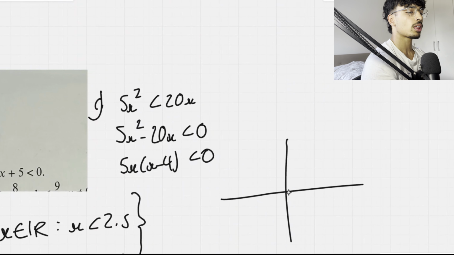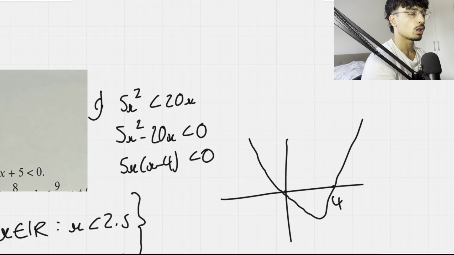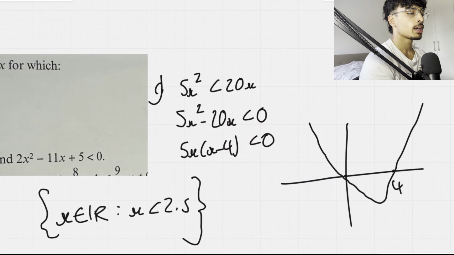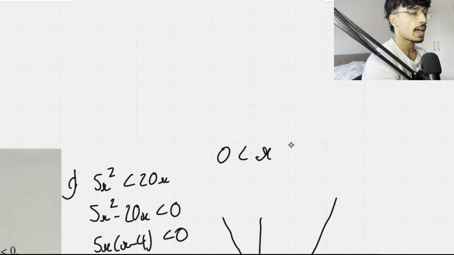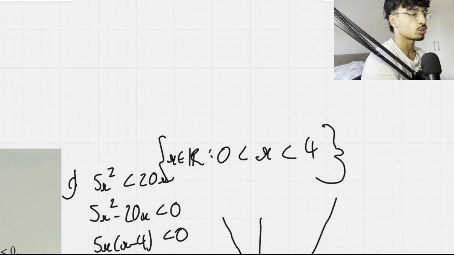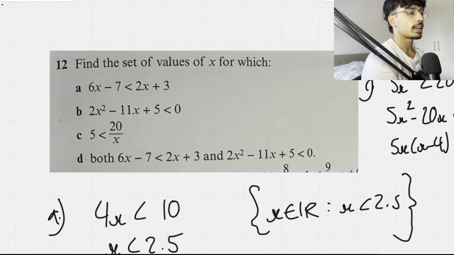Okay, now if we draw that out, essentially one of the roots is going to be equal to 0 and one of the roots is going to be equal to 4, so it's going to look something along the lines of that. So if we want it to be less than 0, we need x greater than 0 and less than 4. So x is greater than 0, less than 4. And if we write that in set notation, it'll be x is an element of the real numbers, or we're getting scrunched up here. And then bam, that's your answer.